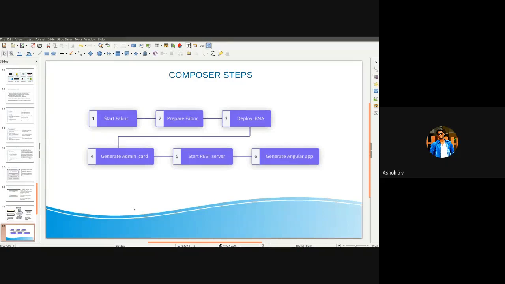This business network archival file will be deployed over the Fabric network, and an admin card is generated for this business network alone. For example, if you have a food supply chain, there will be a separate card that is the admin for the food supply chain. You'll use that signature for all the transactions in that Hyperledger Composer. Then you start a REST server that exposes these transactions as an API. And as I told you, using the Yeoman package, you can generate an Angular app. It's a skeleton framework where you can easily access those APIs.